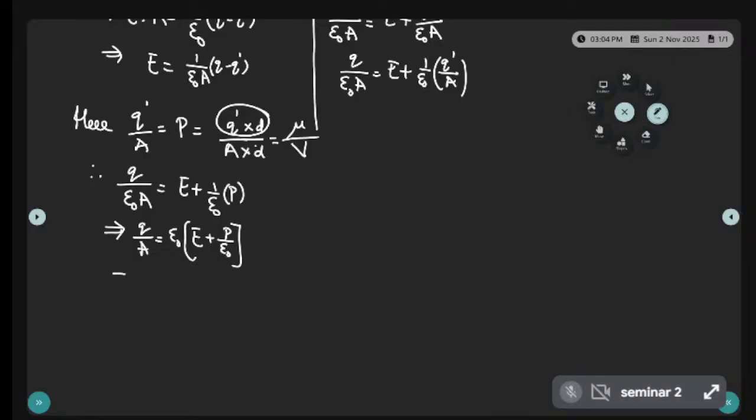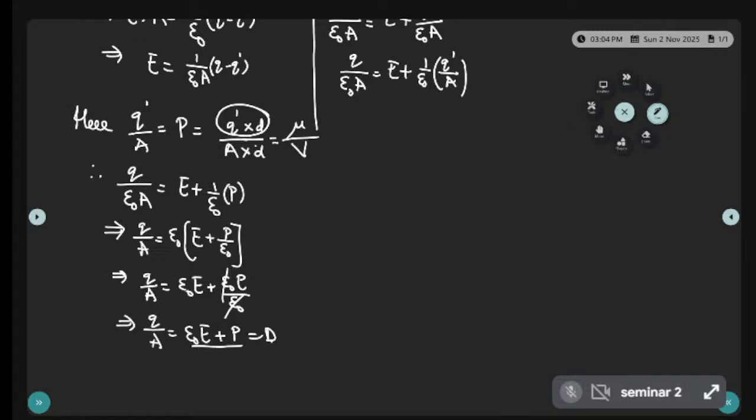So from this, Q by A is what? Epsilon naught E plus epsilon P by epsilon naught. So Q by A is equal to epsilon naught E plus P. This epsilon naught E plus P I take as D.